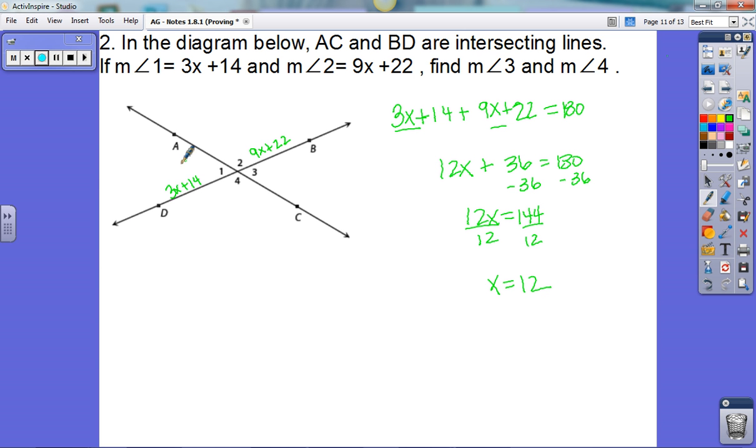So x is 12. If I plug 12 in, 3 times 12 is 36, plus 14 gives me 50. And if this is 50 again, I don't have to substitute it in. I could, but if this is 50, then this one has to be 130 because they have to add up to 180. And then remember, vertical angles are congruent. So if this is 50, then angle 3 is also 50. This is 130, then angle 4 is also 130. So 3 and 4 was what I was looking for.